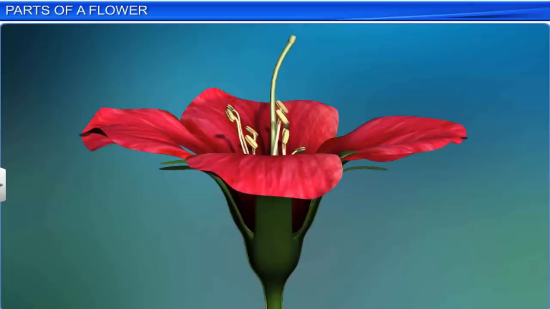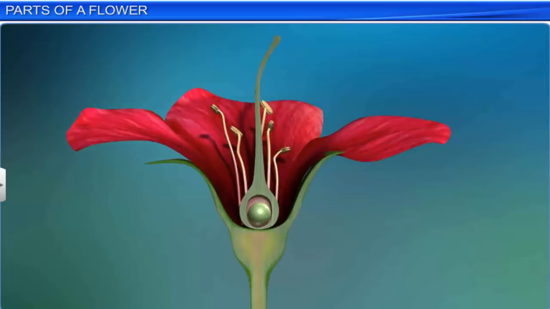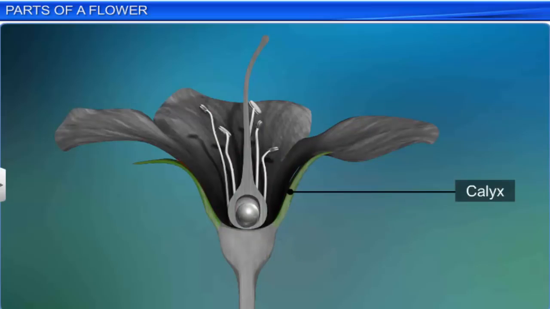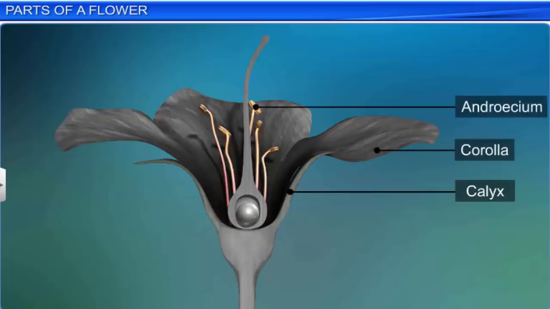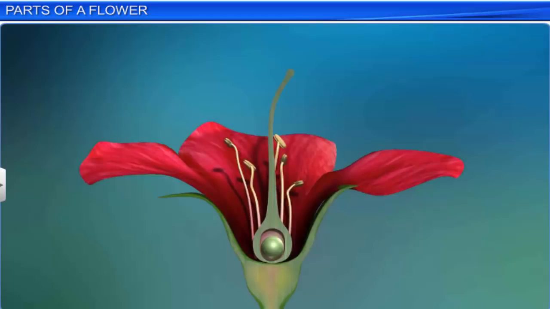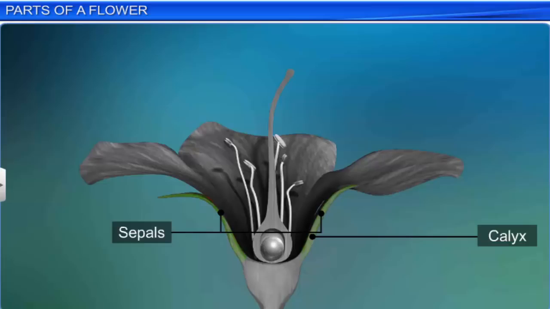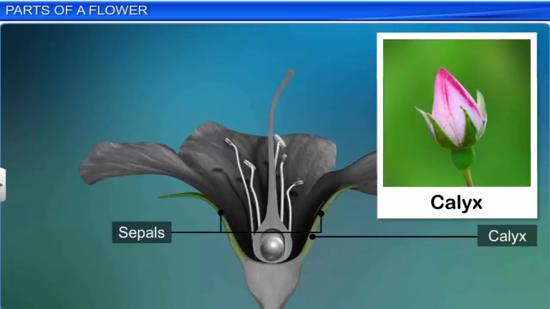Typically, a flower has 4 whorls: calyx, corolla, androecium, and gynoecium. The outermost whorl is the calyx, which consists of sepals that are green, leaf-like structures that protect the flower in its bud stage.